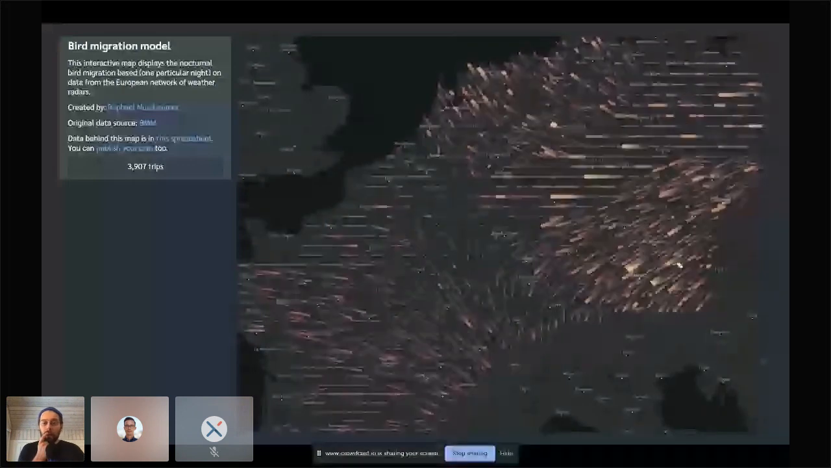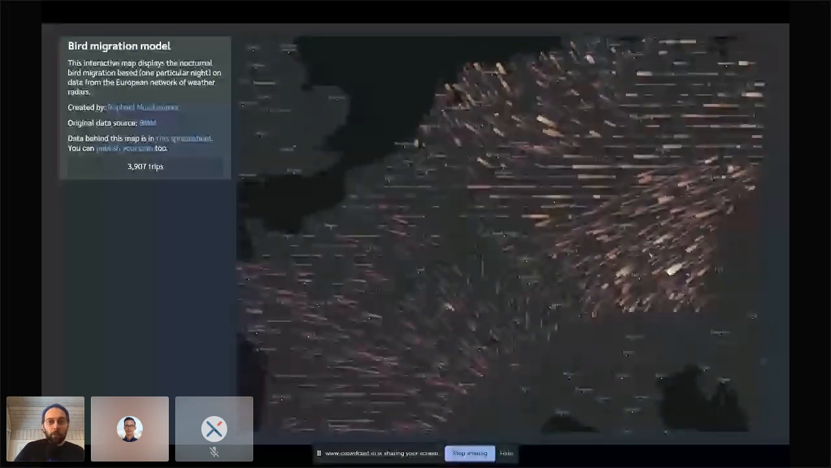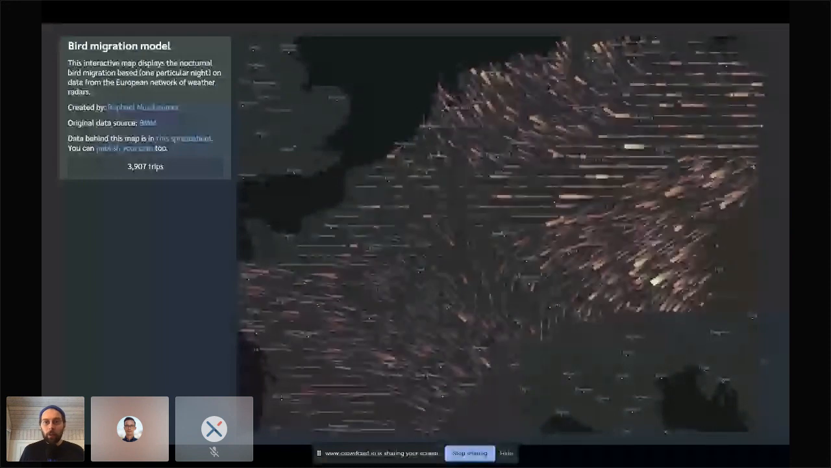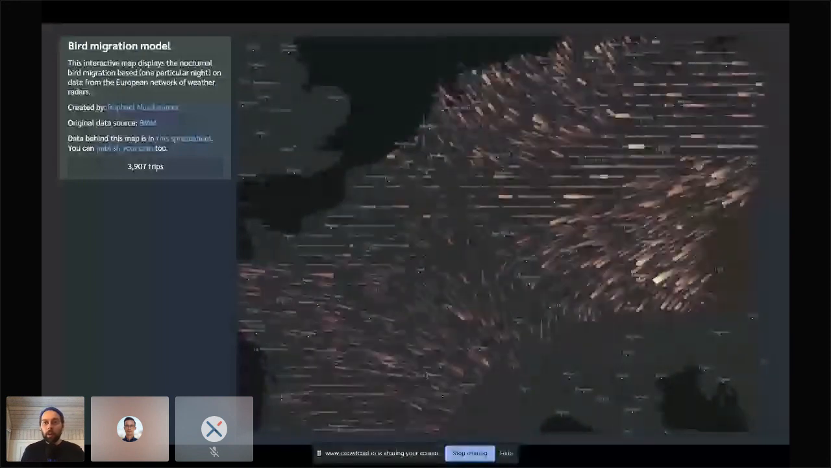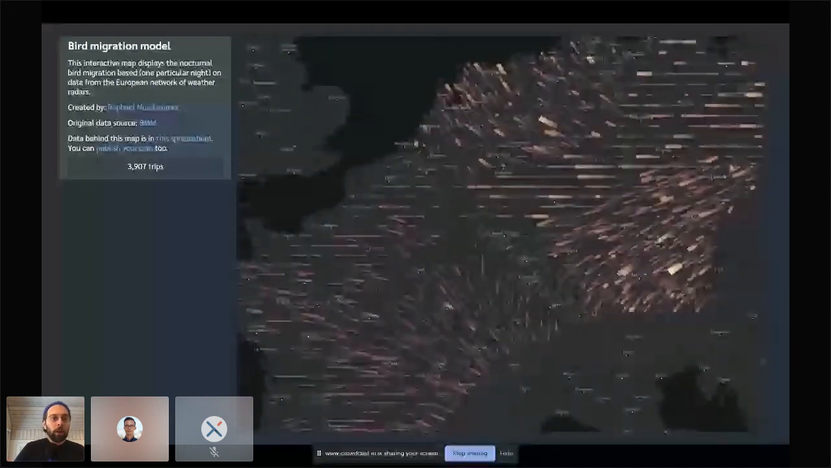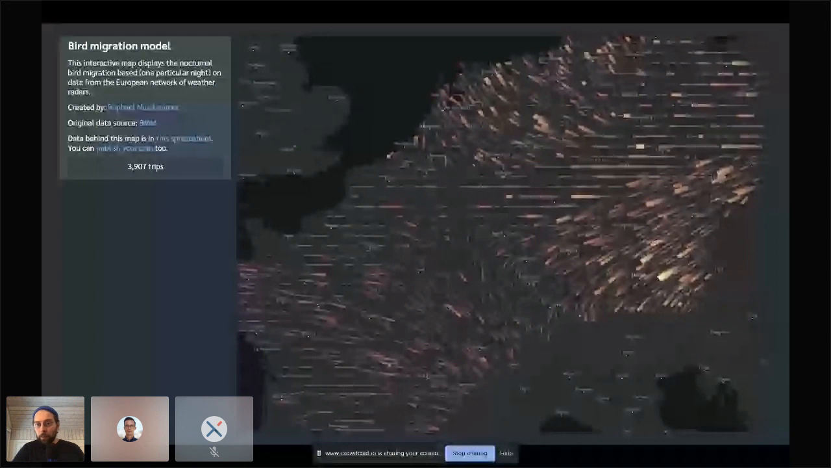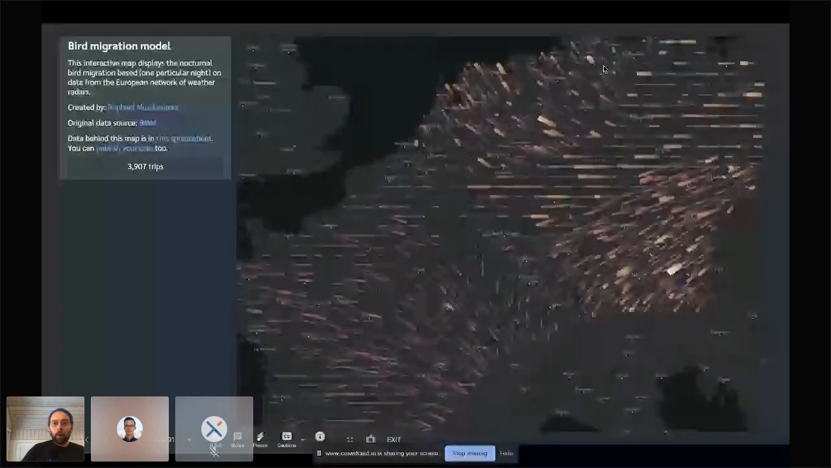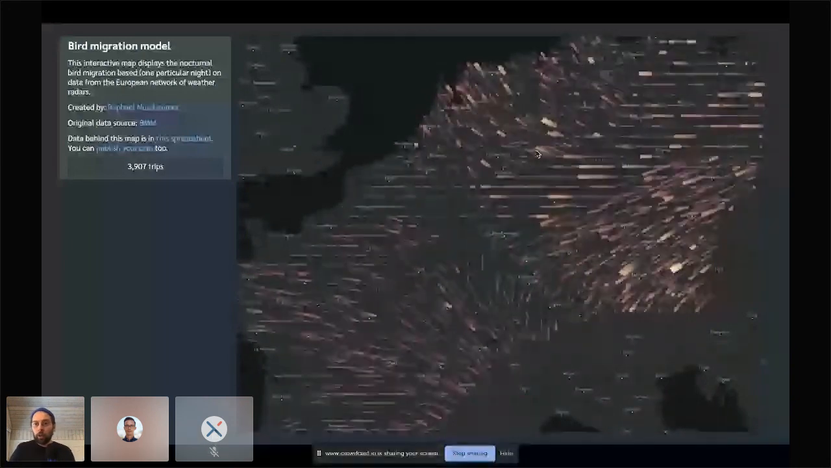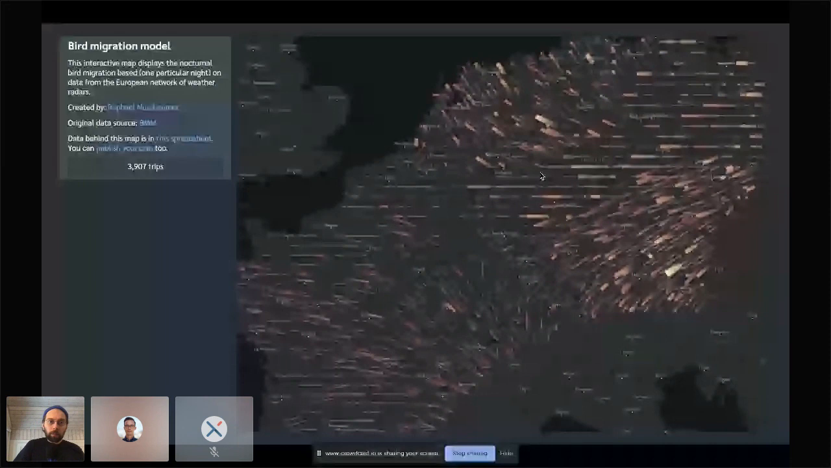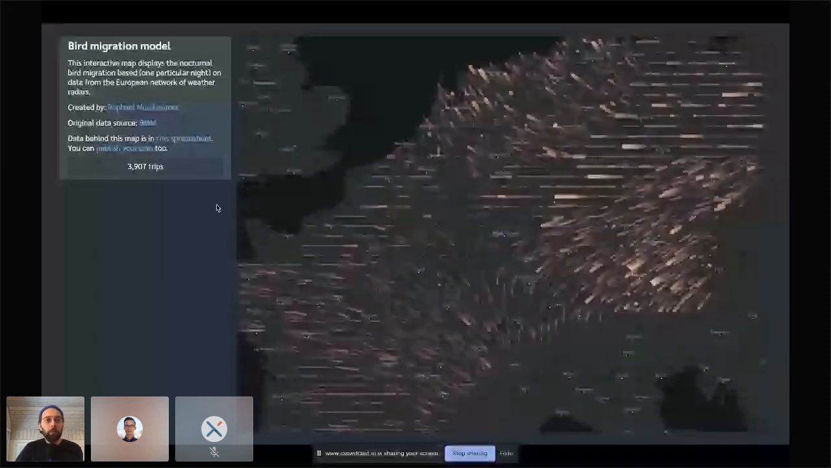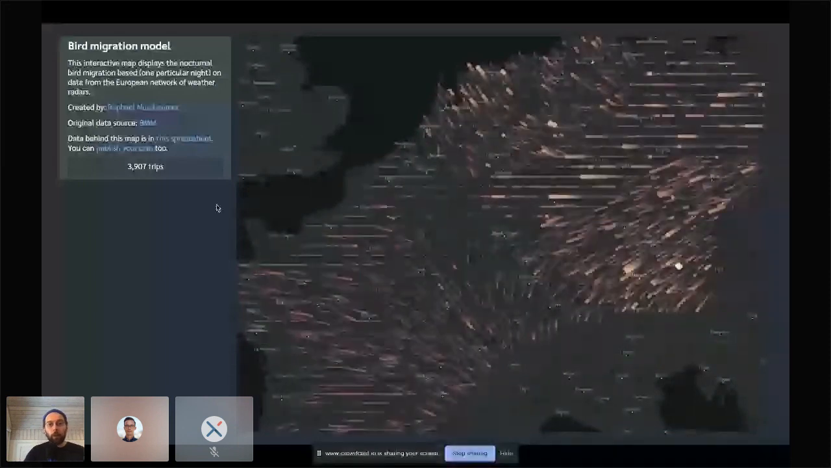And I totally didn't plan for that, but somebody used Flowmap.blue to represent vector field movement as a vector field by just specifying a grid of locations and then connecting them with flows as origins and destinations. And this is a bird migration model made by Raphael Nussbaumer.